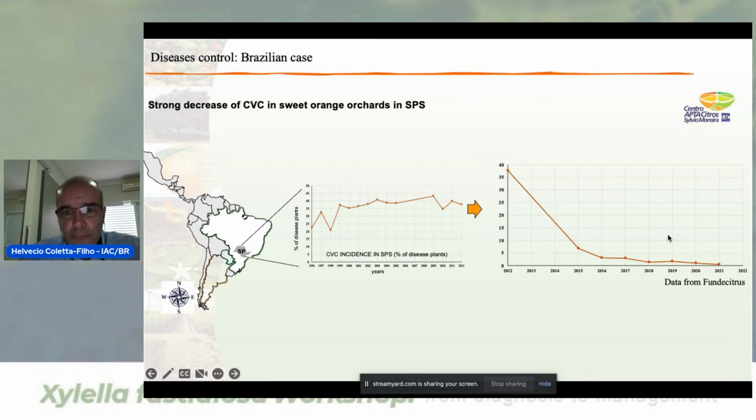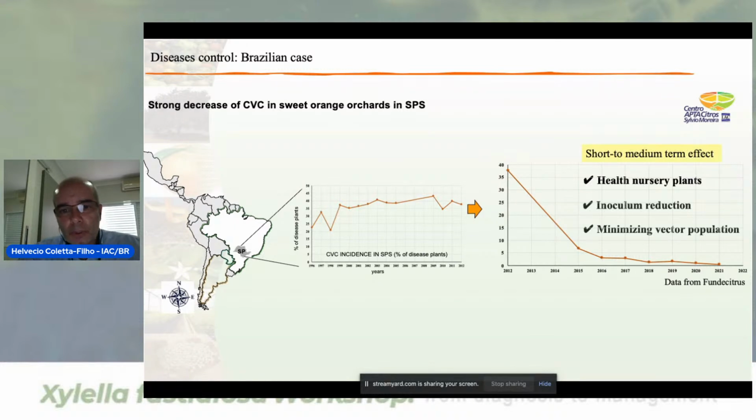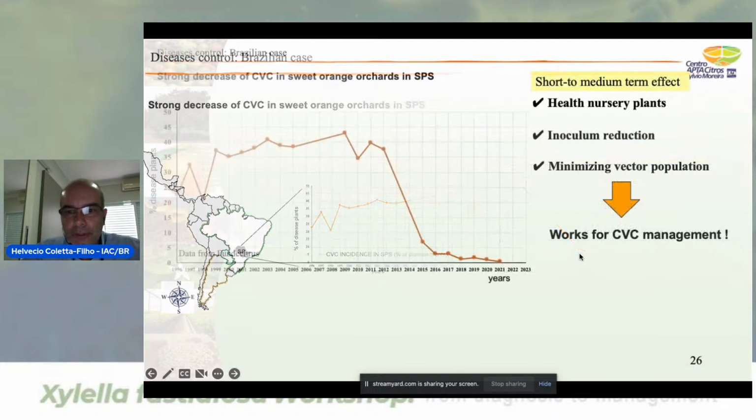So from my personal point of view, the short to medium term effect of healthy nursery plants, inoculum reductions, and minimizing vector population has a great influence on this dramatic or strong decrease of the disease CVC in São Paulo state.